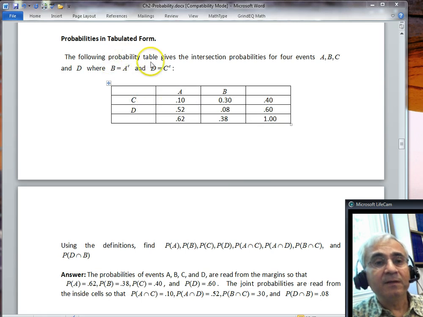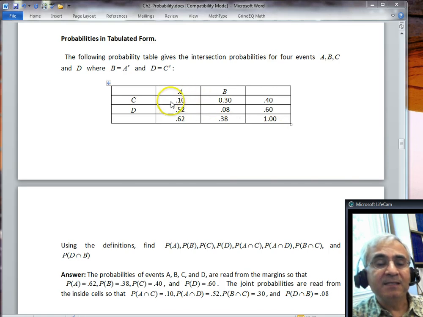So you have the following. I have this table here. Events A and B are complementary. C and D are also complementary events, which means B is the complement of A, D is the complement of C. I am given that the probability of A is 0.62, probability of B is 0.38. So this is the margin here. And also the probability of C is 0.4. Probability of D should be 0.6 because they should add up to 1 if they are complementary.